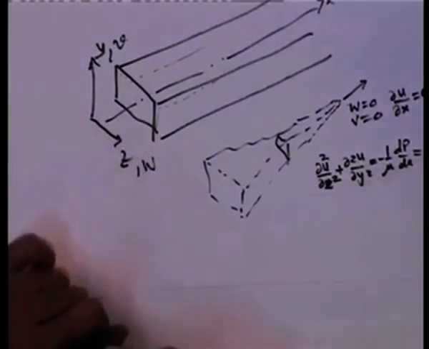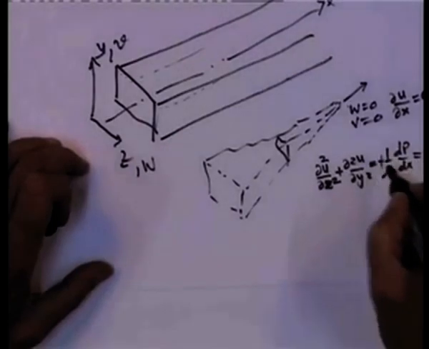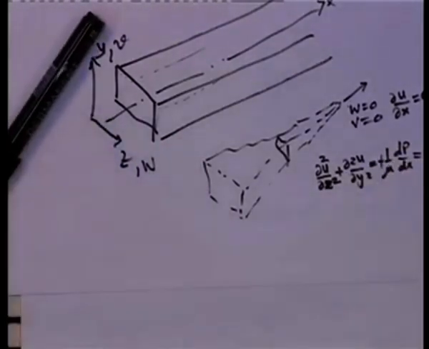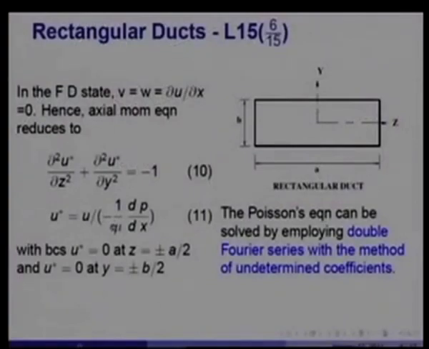And that is what I have shown here. Sorry, beg your pardon, this should be plus dp, and that is equal to constant. So, if you divide u by minus 1 over mu dp dx, then you get d2u star by dz square plus d2u star by dy square equal to minus 1. This is a Poisson equation with a constant right hand side.